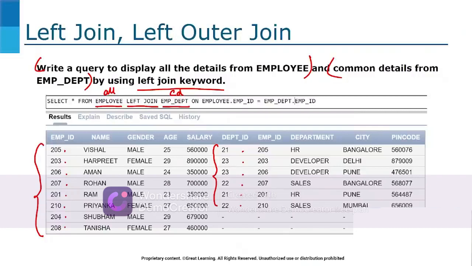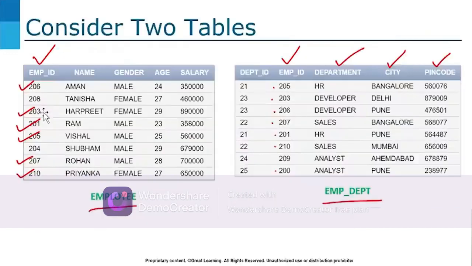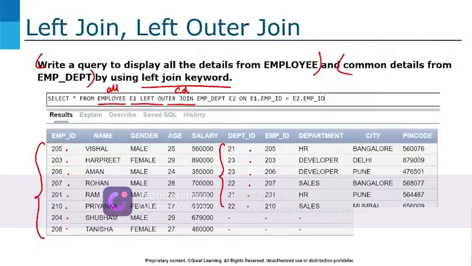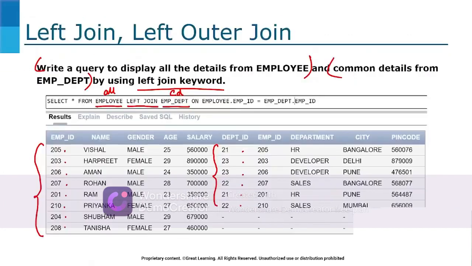See, 204 and 208. Do we have 208 and 204 here in this employee department table? We don't have it, right? That means 2 of the data are not common. 2 of the data details are not given in employee department, and that is the reason it is not showing in our left join table also. That is why these are blank. Can you see these are blank? Why? Because the data is not common in the right hand side table.